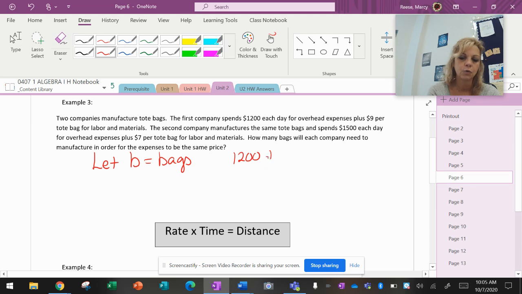One company is 1,200 plus 9B. The other company is 1,500 plus 7B. I set them equal because this is how many bags each company needs to manufacture in order for the expenses to be the same price. And when I solved this, I should not have negatives, right? That's not reasonable. I had 150 bags.